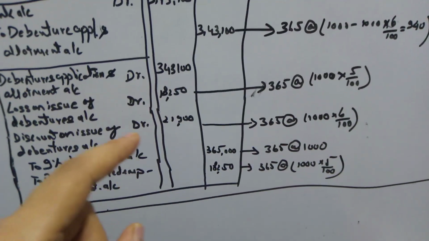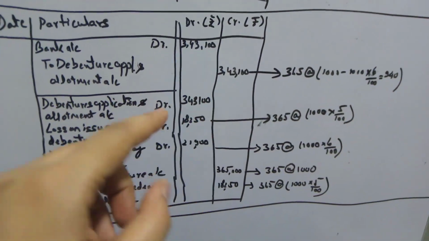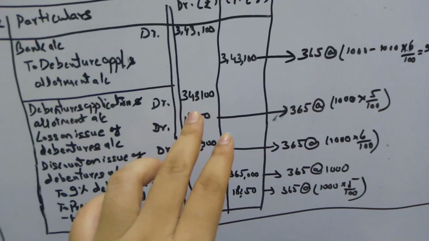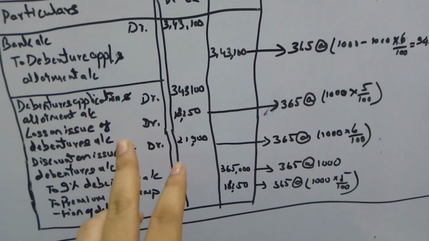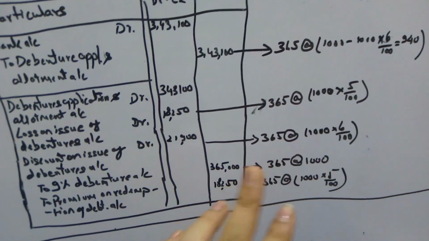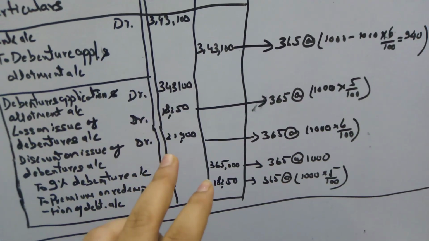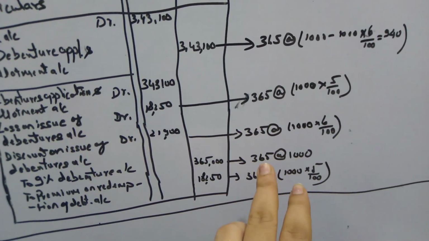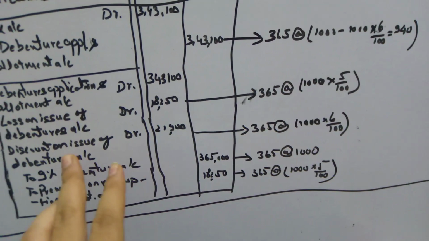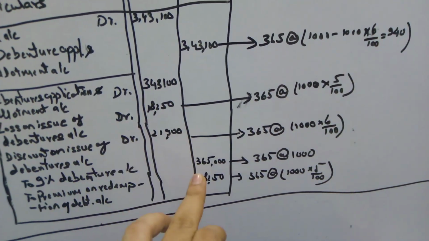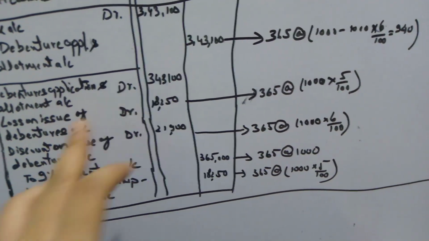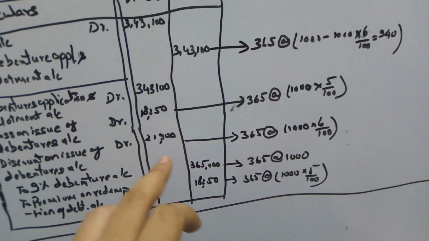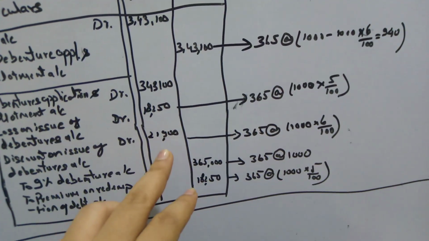All right, when you add up all these: this is the debenture application amount that we have transferred from the first entry. Loss on issue of debentures is the premium which you are paying during redemption. Discount, because the debentures were issued at discount. Then to 9% debentures, always with the nominal value, 365 debentures with 1000. And premium: as we can see, this premium and this loss amount have to be the same, right? Because the loss which you are debiting here, you have to credit here by showing it as premium on redemption. So when you add up, the values will be equivalent.